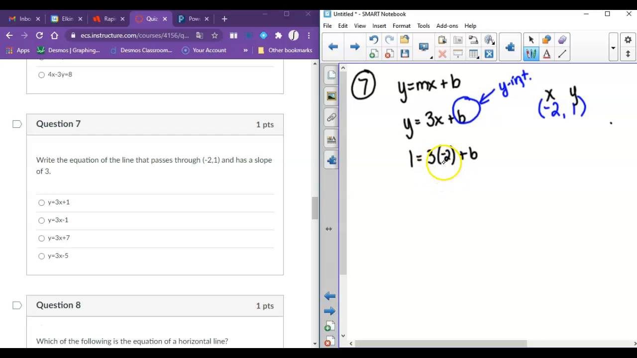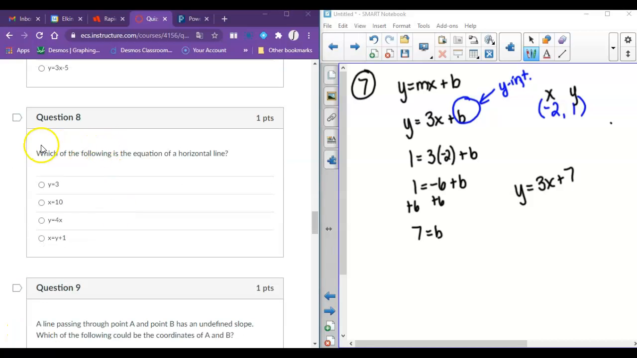So the first thing we need to do is just multiply that 3 and then negative 2 together. So 1 equals negative 6 plus b. We just got to add the 6 to both sides. So 7 equals b. So that's our y-intercept. So our equation for this line is going to be y equals 3x plus 7. And that is my third answer choice right here.